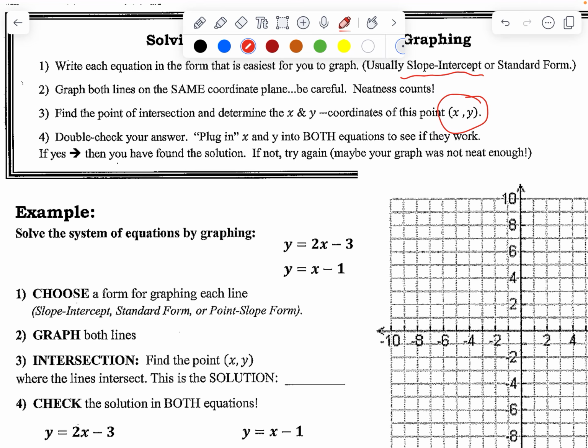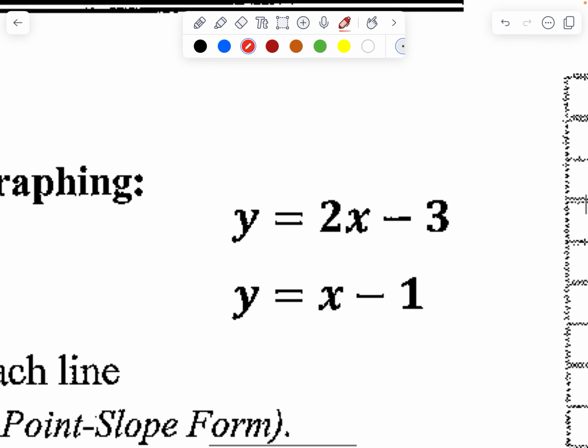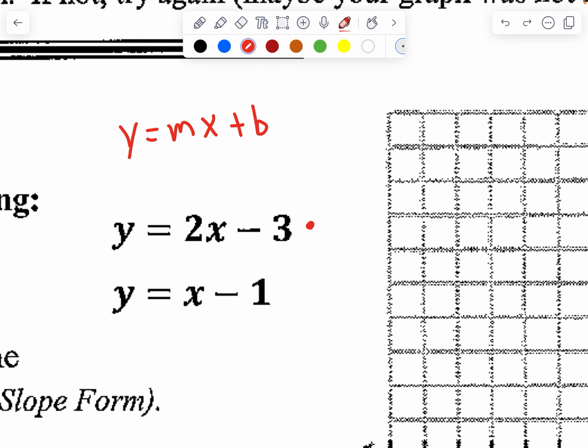So this first example, we have y equals 2x minus 3 and y equals x minus 1. These are both already in slope-intercept form, and so we're going to go ahead and graph them in slope-intercept form. Just a reminder, slope-intercept form is y equals mx plus b. The b is the starting point. So whatever is the number without x, that is your starting point on the graph. I'm going to do this first equation in red, and I'm going to do the second equation in blue to be able to highlight where they're at better.